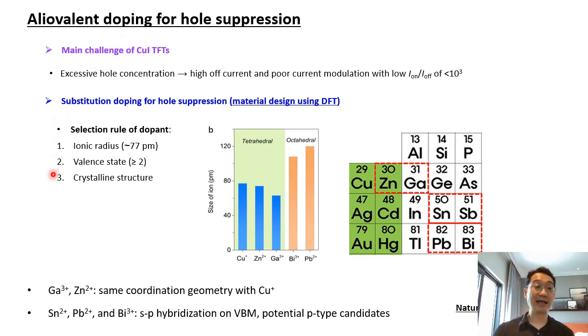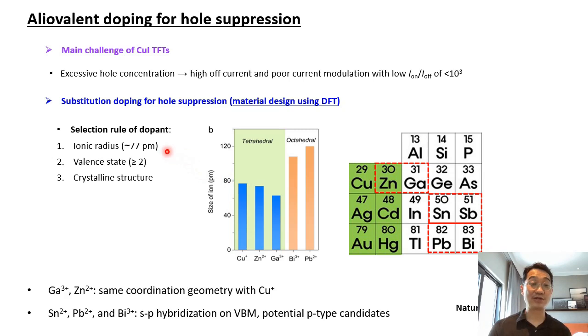To select a dopant molecule, we should consider these three selection rules. Firstly, the size of the dopant must be the same as the copper cation. So this size, 77 picometer, is suitable for the dopant. Secondly, its valence state should be larger than 2 for reducing hole density. And finally, the dopant crystal structure should be the same as copper iodide. So typically copper iodide shows a tetrahedral structure.